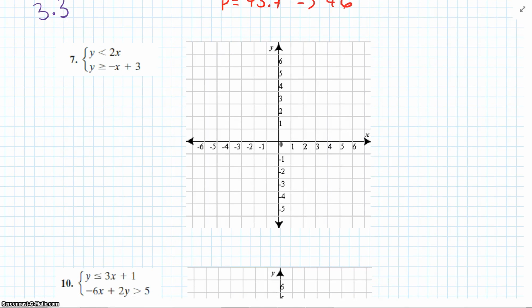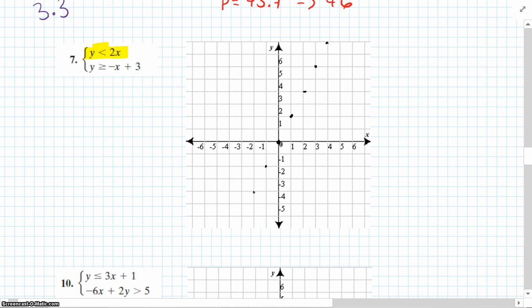3.3. Now we're going to work on graphing inequality solutions. So the first one's actually pretty easy. It's already set up. So the first equation we're going to highlight in yellow. Y is less than 2x. So our y-intercept is 0. Our slope is positive 2, so up 2 over 1. It's a dotted line.